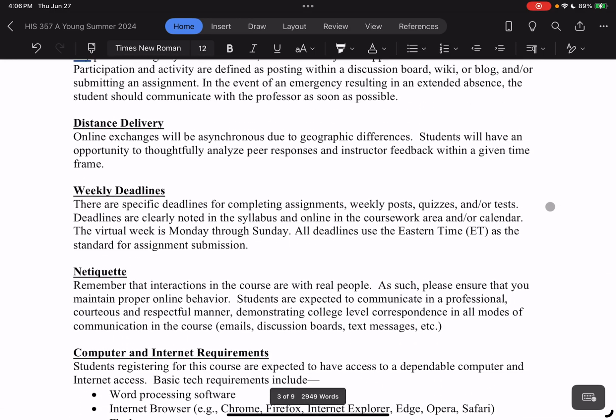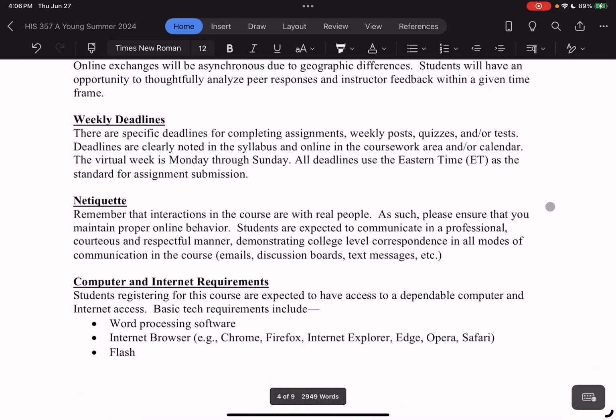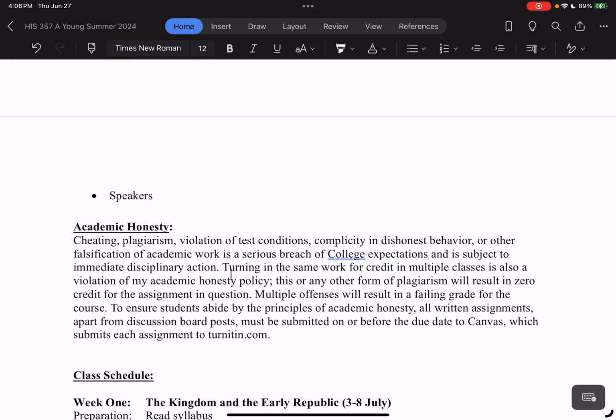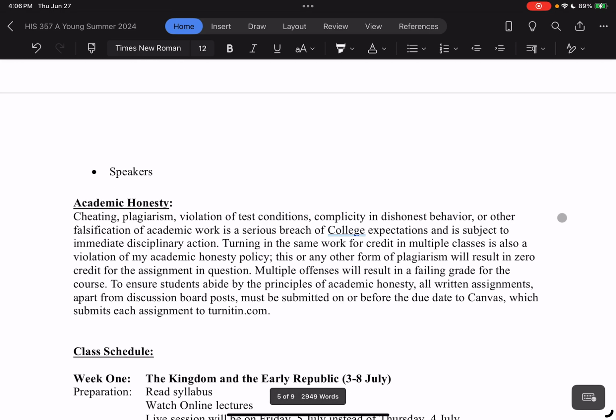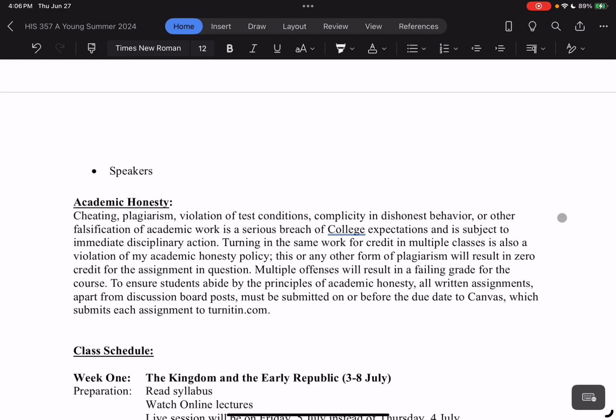The rest of this, I think you can read through it, okay? The one thing that I would stress is academic honesty, right? Plagiarism or using AI to compose your essays warrants a failing grade. Zero credit for any assignment that is found to be in violation of that, and so please do not do that, okay?